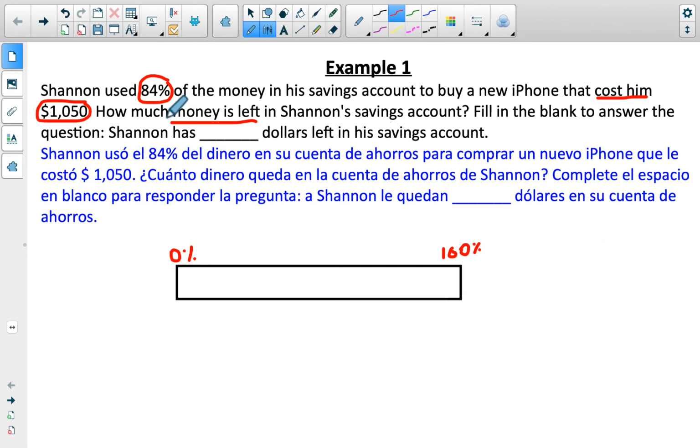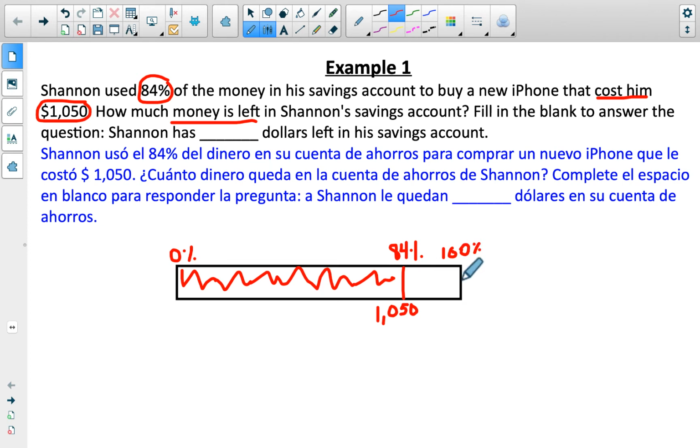Now I'm going to the question. Shannon used 84% of his money. So I'm going approximately to 84. I'm drawing a line and I'm labeling this 84%. Okay? Now it says he used 84% of the money in his savings account, and that cost him $1,050. So what that means is he used this much money, kind of shading this in here. He used all the way up to 84%, and that cost him $1,050. Okay? So the 84% of his money is $1,050.